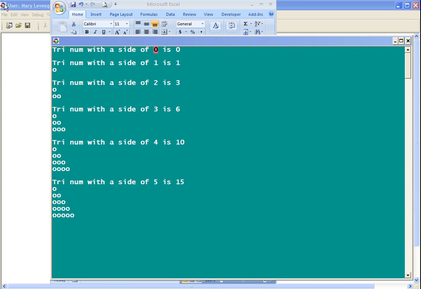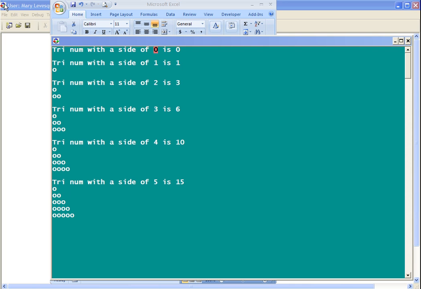Once upon a time, when I was about 12 or 13, my younger brother decided to invent his own numbering scheme. He called them triangular numbers. So a triangular number with a side of 0 was 0. A triangular number with a side of 1 was 1.